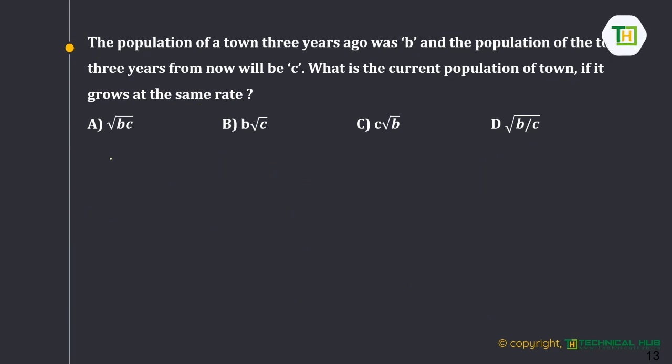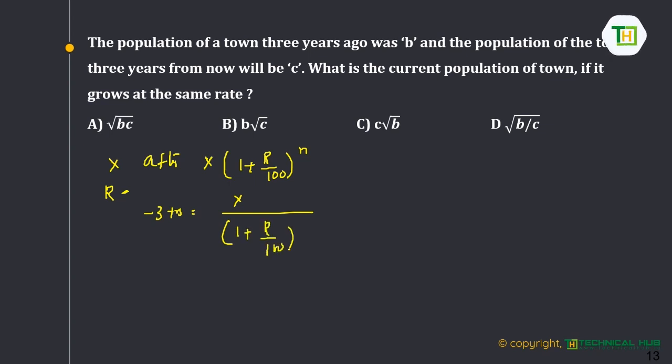Yeah, see here. The present population of the town I am taking as X and the rate is equal to R. So every year it increases by R percentage. After 3 years, what is the population? X into 1 plus R by 100, whole to the power of N. Before 3 years, what is the population? X by 1 plus R by 100, whole to the power of N. Here N is nothing but the number of years, X is the initial population, and R is the rate of percentage. Okay?